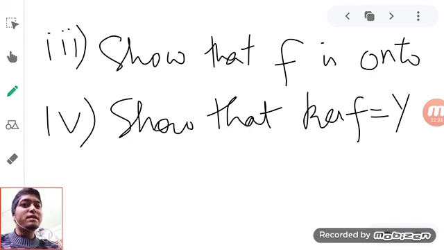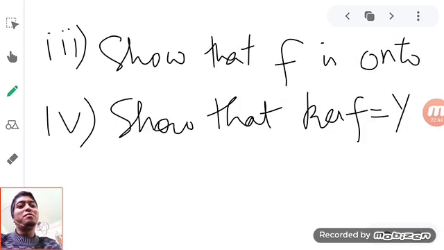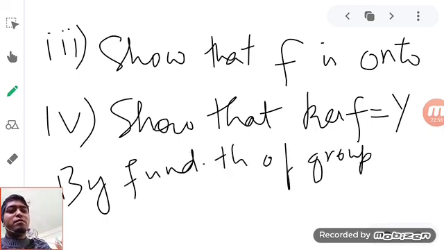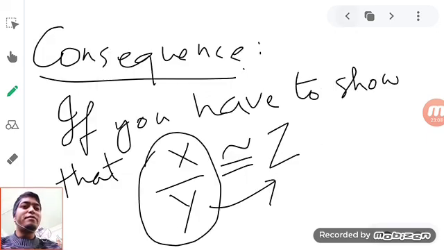So if you manage to do all this, that is, if you manage to define a function f from X to Z, if you can show that it is a homomorphism, if you can show that it is onto, and if you can show that kernel f equal to Y, then you can conclude by the fundamental theorem of group homomorphism that X by the kernel, that is Y, is isomorphic to Z. So now we have two ways to show that two groups are isomorphic, especially when the first set is a quotient group. I think that is enough today.